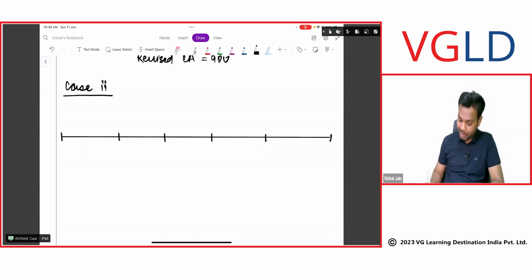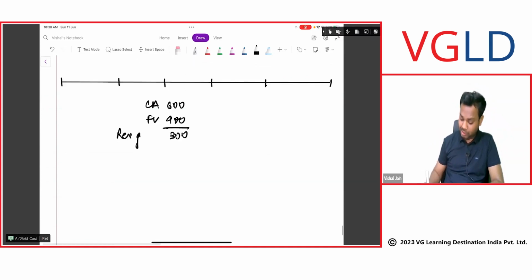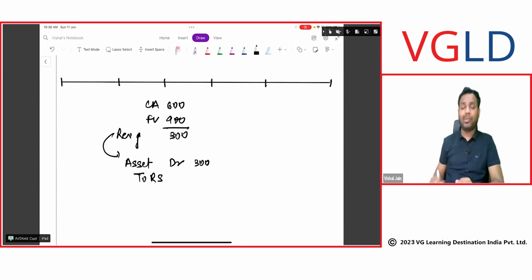Now, what is the carrying amount here? 600. What is the fair value here? 900. What is the revaluation gain here? 300. So the journal entry for this will be asset account debit to revaluation reserve or revaluation surplus. How much? 300. Now revaluation surplus has to be transferred to retained earnings over the life of the asset.